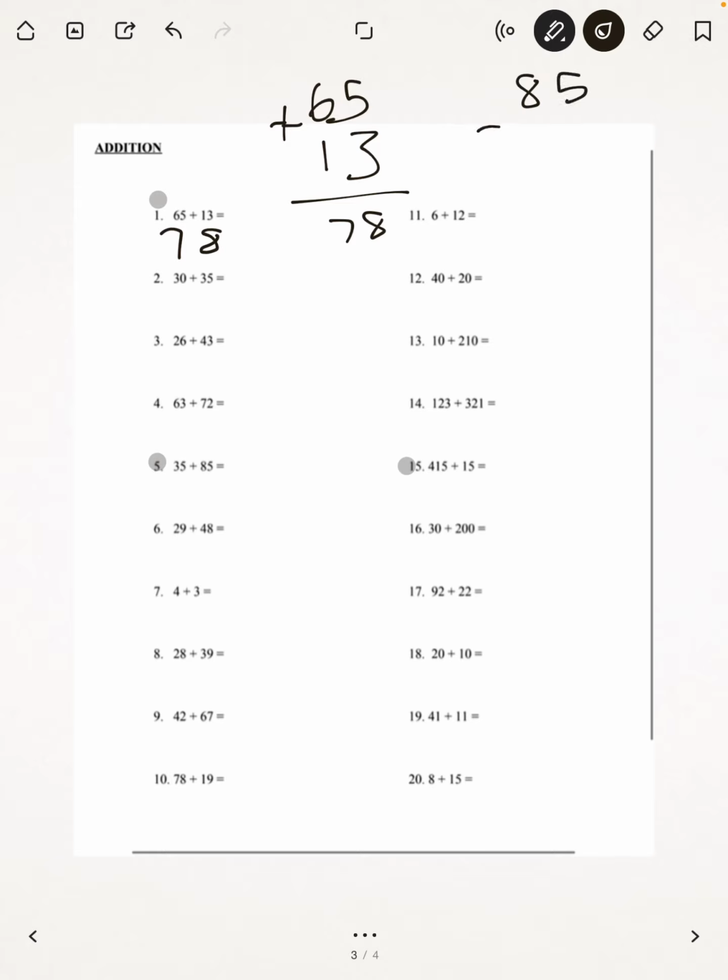85 plus 35. Okay, 5 plus 5 equals 10. You can't put another 1 over here because that won't work, so you put it on here, and you just add 1 to that number. So 8 plus 3 equals 11, plus 1, which equals 12. So this one is 120.